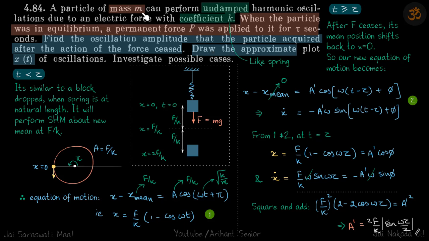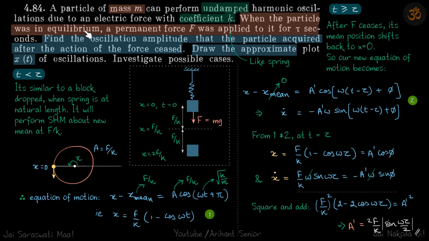A particle is performing undamped oscillations due to electric force with coefficient k. So for our convenience, we'll just replace this electric force with a spring coefficient k, just like that.